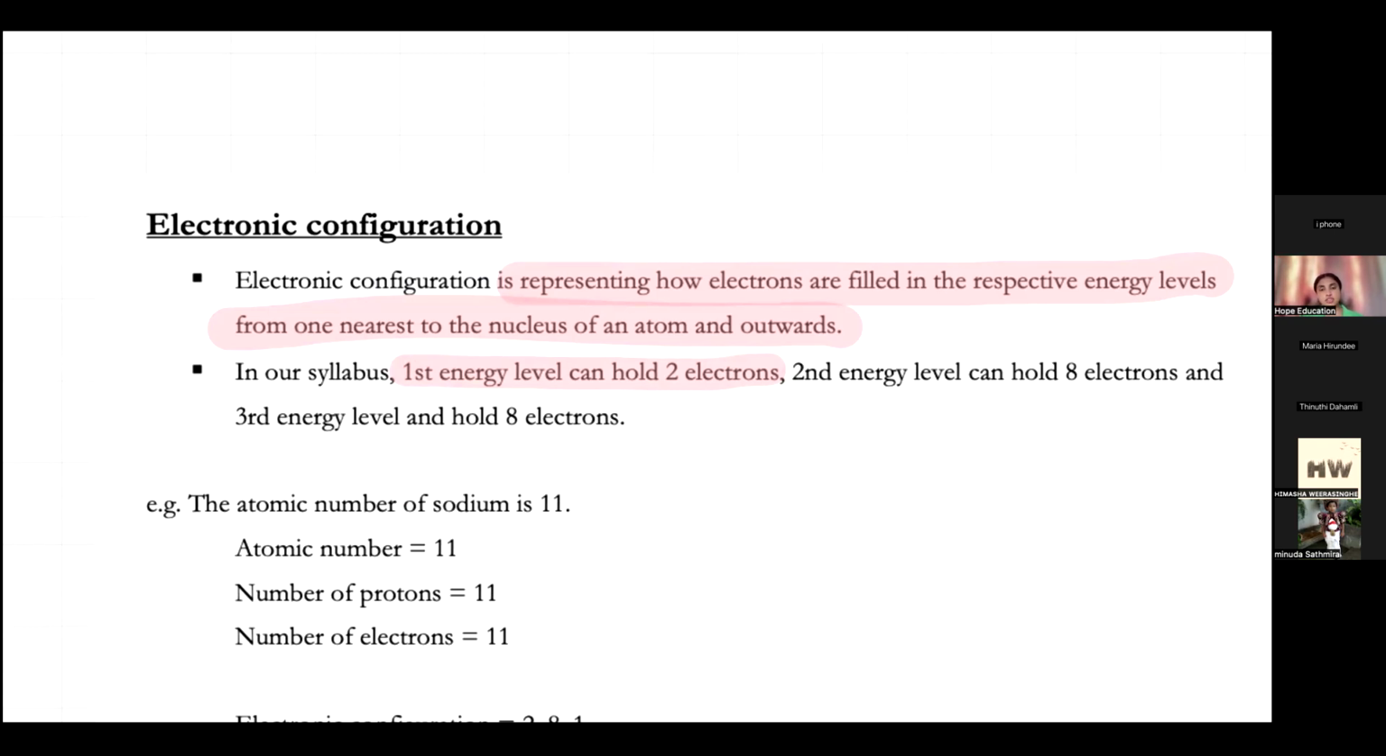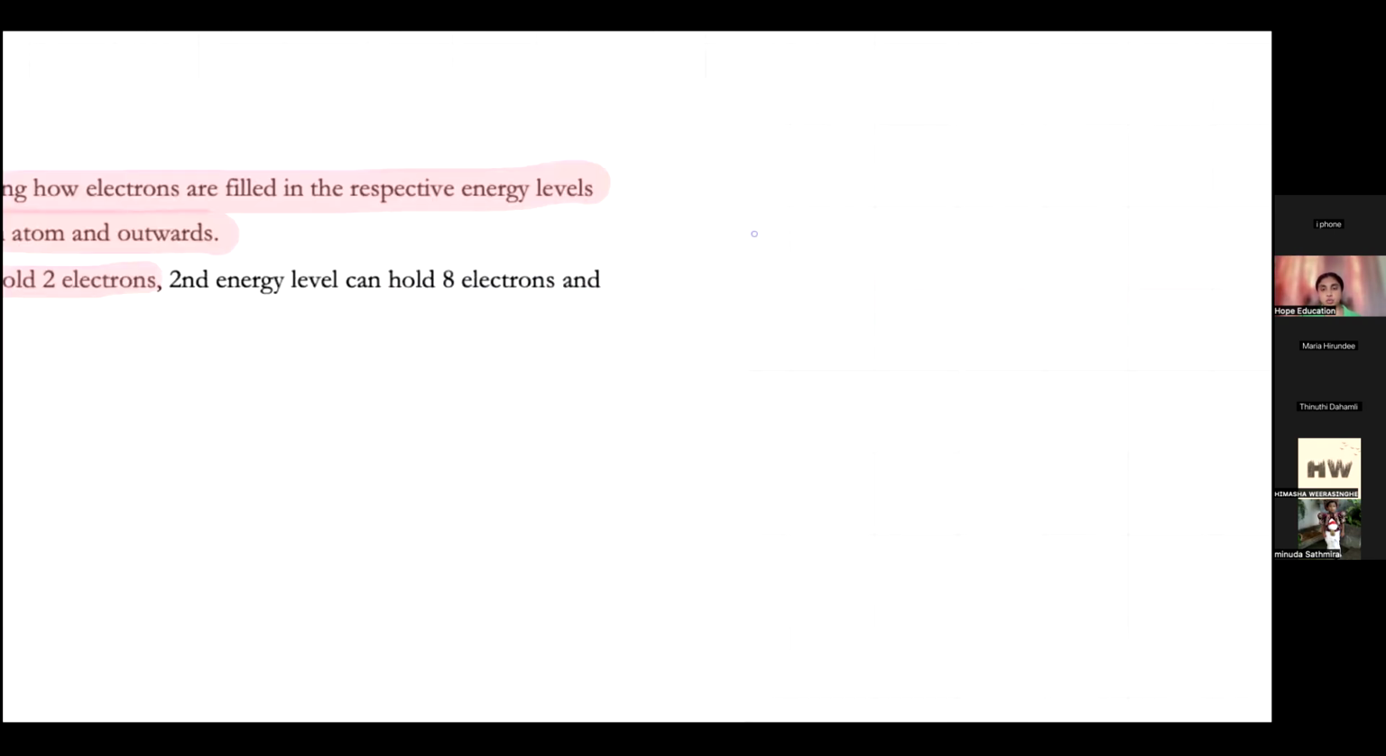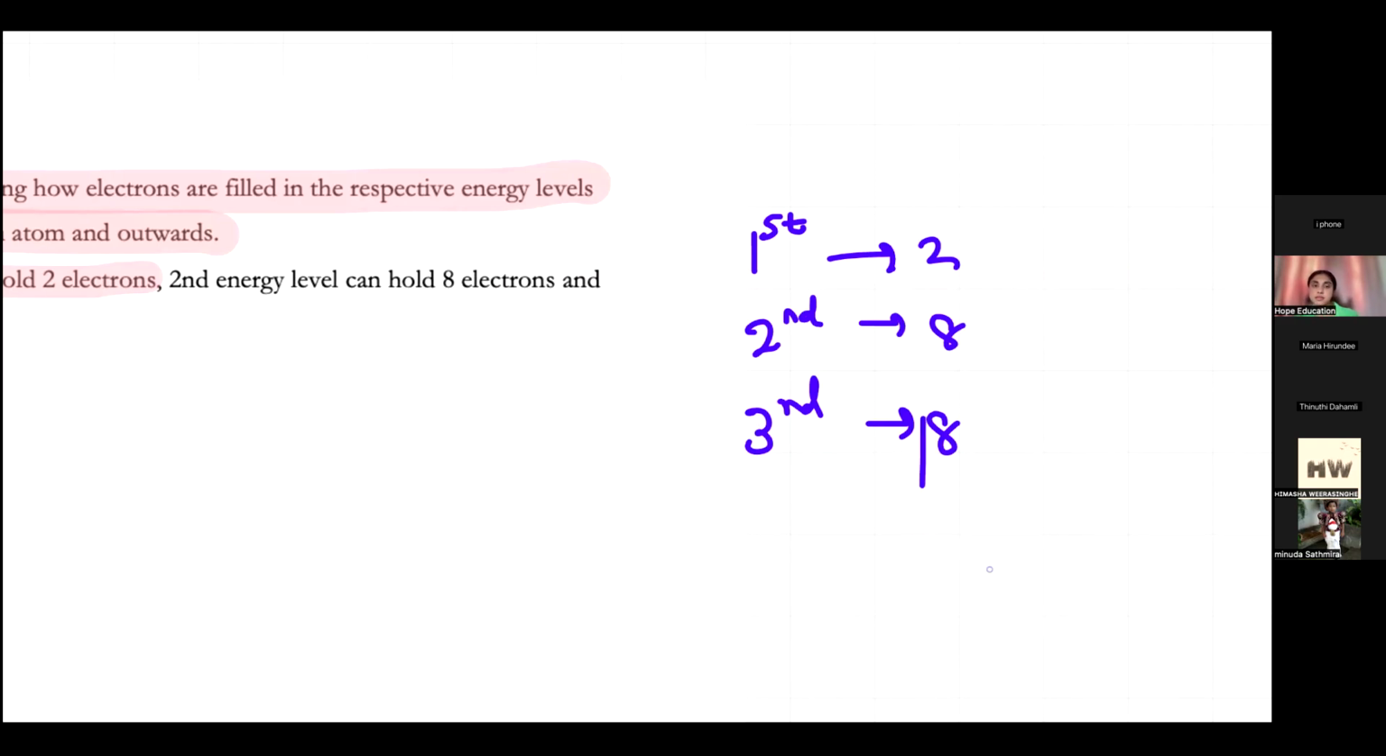First energy level, 2. Second energy level, maximum 8. Third energy level, maximum 8. This is how we are learning in our syllabus. What I said earlier is more advanced: make it 18, then make it 32. That is a bit more advanced. This is what we are learning in our syllabus.